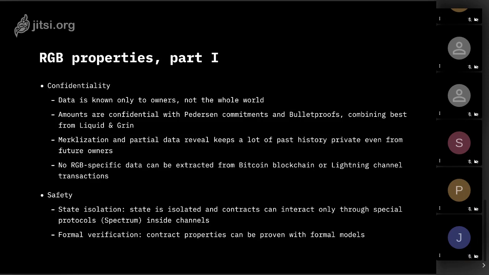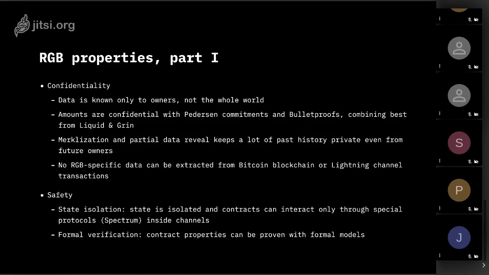We also merklize a lot of data structures. So future owners of some state will see the history and they will be able to verify it. But because of partial reveals, they will see only a tiny part of the history that is really required for the verification. The rest of the history will be hidden from them. And that's why we have these quite complex concepts of partial reveal and disclosure and not fully revealed information, which is one of the reasons why we have quite a complex protocol.